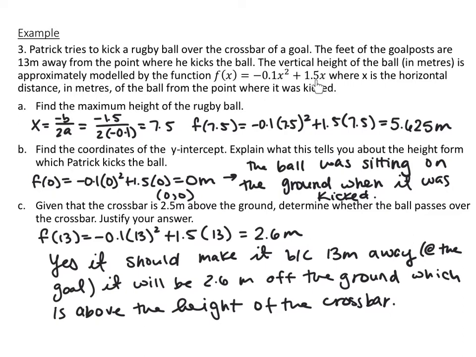So I plugged 13 into the function to figure out the height, and I found that 13 meters away from where he kicks the ball, it will be 2.6 meters above the ground. And since that's above the goalpost of 2.5 meters, he should make it over the crossbar. The height of the ball at that point is higher than the crossbar, so therefore he should make it.